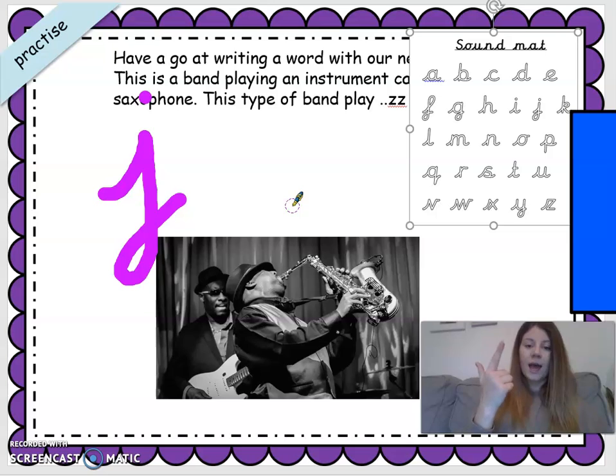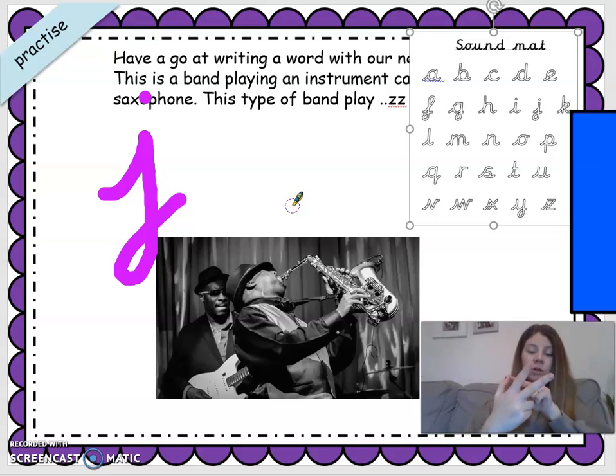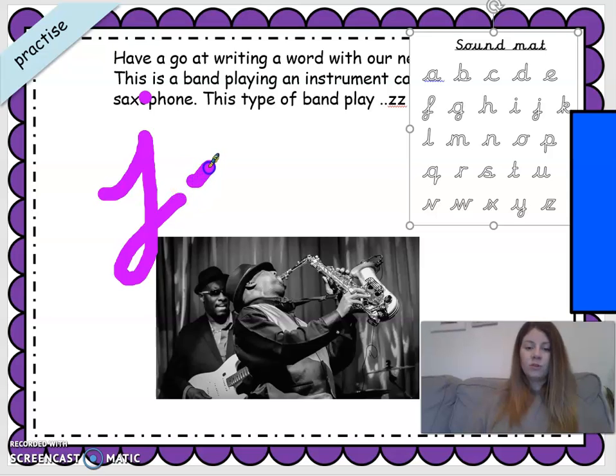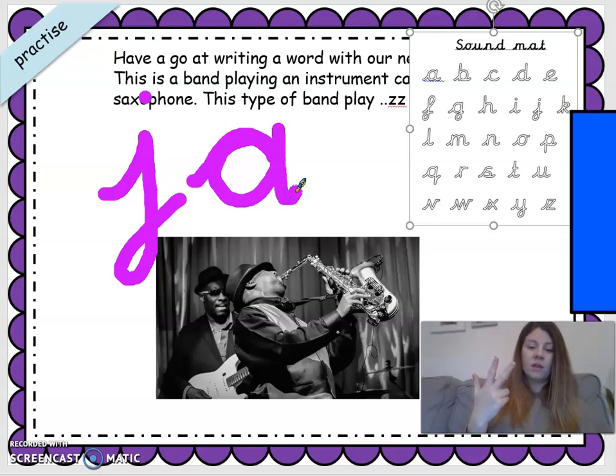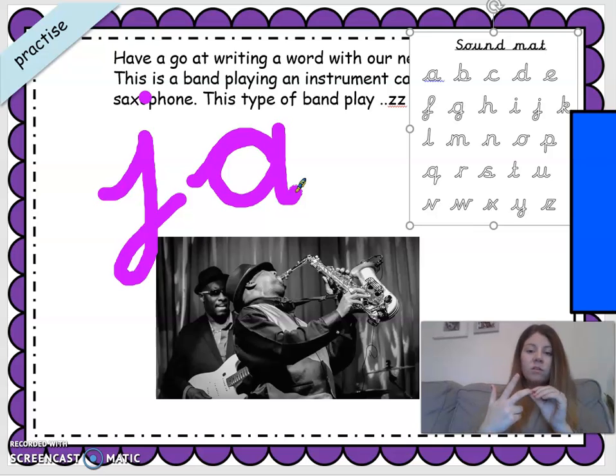Jazz. J, a, z. J, we've already done. A is the next sound. Entry stroke up and over, stop, back around, up to the top, down and flick. J, a, z, jazz. Now, because we can hear the sound z at the end, it usually means that it's the digraph z. So we're going to try our best and do two.